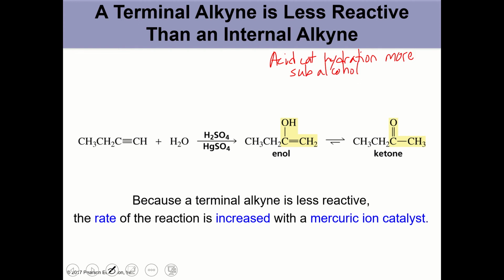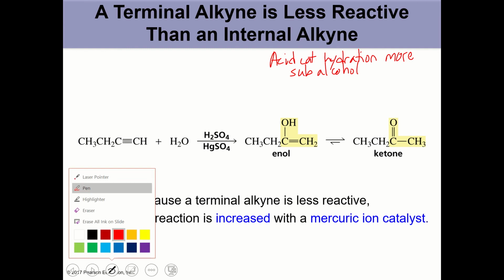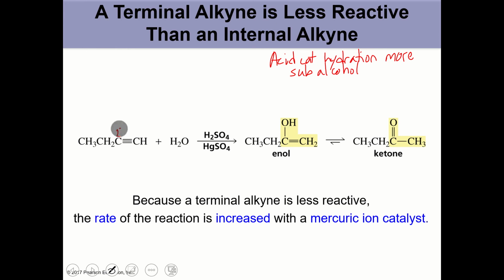Well, it turns out that the same thing will make the more substituted alcohol if we have different substitution of the carbons that have the pi bonds for an alkyne, meaning that we have a terminal alkyne. However, the reagents will change slightly. We need an additional catalyst called mercury sulfate. And the mechanism of this reaction will be slightly different than the mechanism in the absence of mercury sulfate.